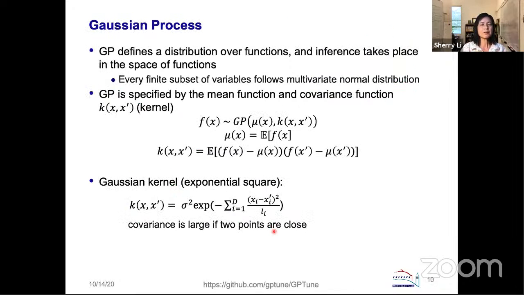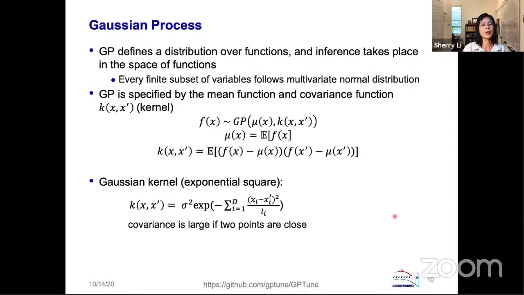Okay, so a Gaussian process defines a distribution over functions, and then your inference takes place in the space of functions. Essentially, it says, suppose you have evaluated a number of function points, and then if you look at any finite set of variables, this will follow the multivariate normal distribution. And it's specified by the mean function and covariance function, usually called a kernel. It's the correlation of the function values. So the notation here is this model will follow the GP with the mean function and the covariance. So the mean is the expected value of the model function, and the covariance between two points is given by this.